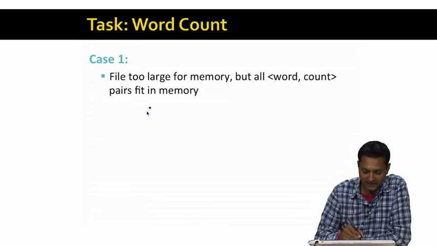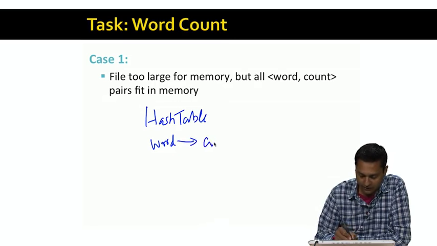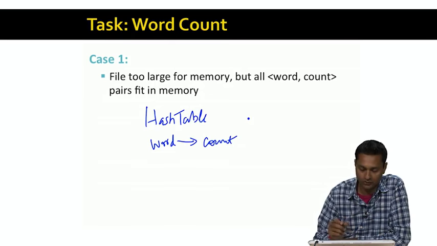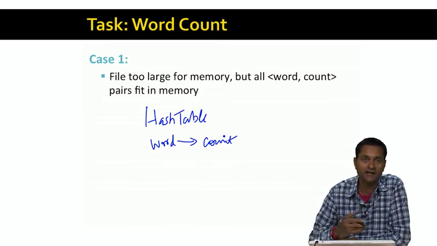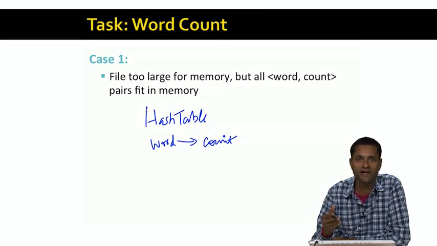You could just build a hash table indexed by word, and the hash table for each word will store the count of the number of times that word appears. The first time you see a word, you add an entry to the hash table with that word and set the count to one. And every subsequent time you see the word, you increment the count by one. You make a single sweep through the file, and at the end of that, you have the word count pairs for every unique word that appears in the file.